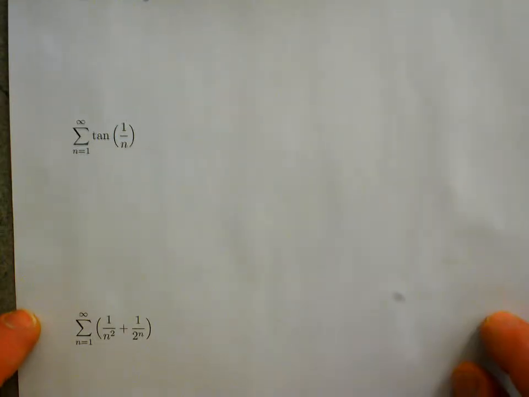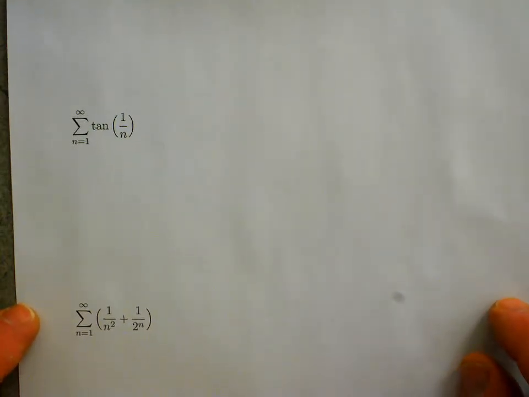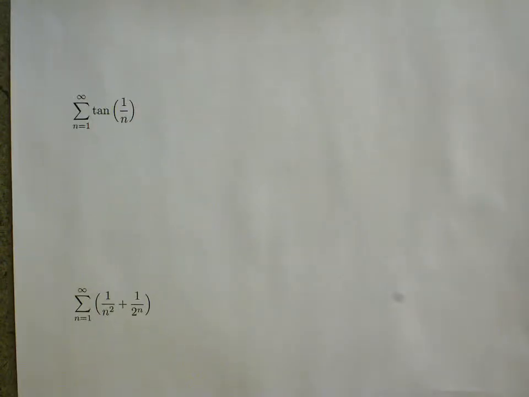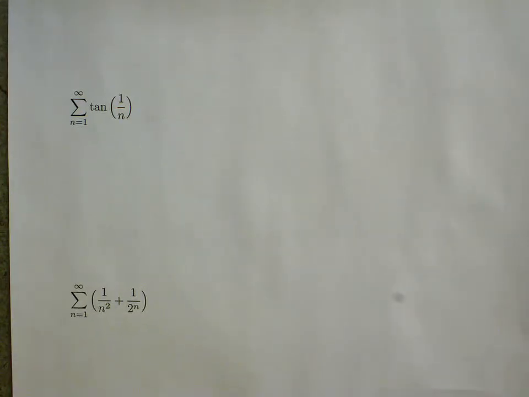Okay, the next one. The infinite series, the terms are the tangent of 1 over n. So have you had a chance to think about this particular one? I'll take that as no. Is it an alternating series? It's not alternating.